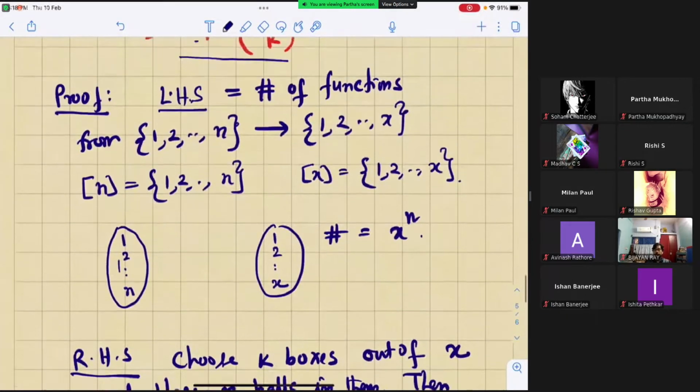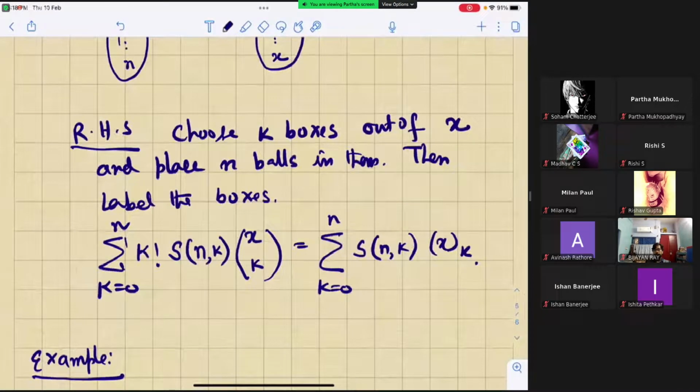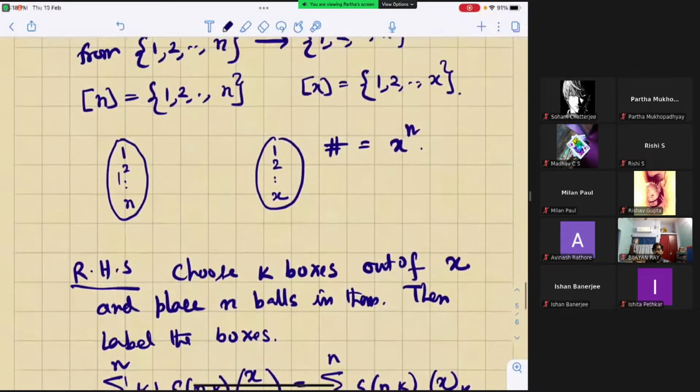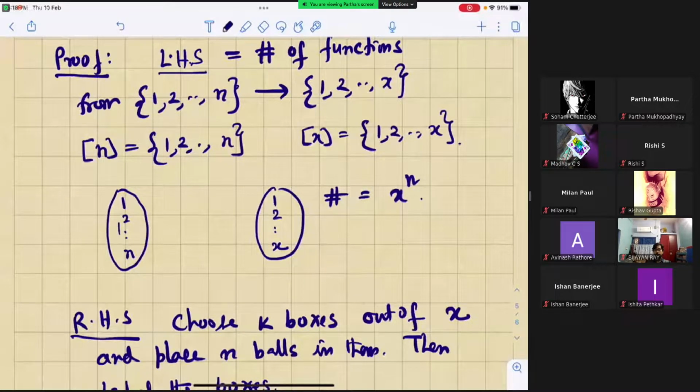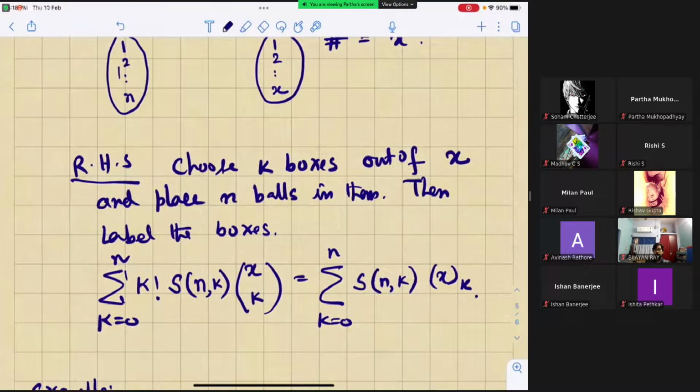RHS. Okay. So the LHS is a set of all functions, right? Now let's count the set of all functions from the RHS side. There are n numbers and there are x numbers in this set. So I want to count all the mappings. How do you count it? Think of these x numbers like x identical boxes. Among the x boxes, you choose any k boxes. It's not identical, I mean, it has numbers. I choose that k boxes out of x, basically.